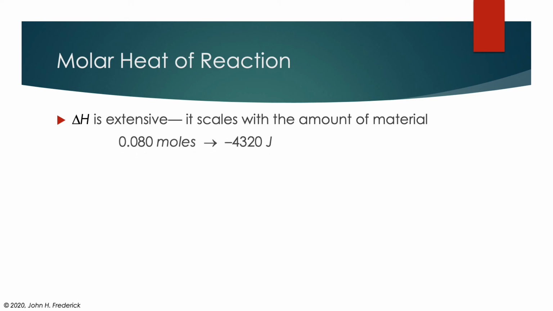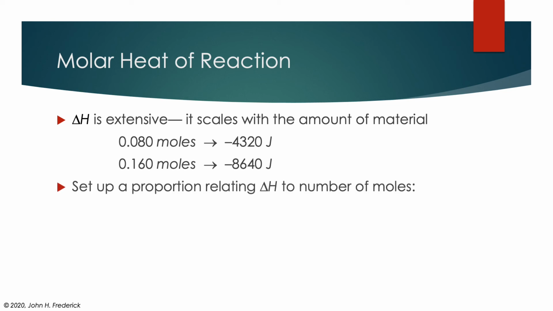We know that 0.08 moles of starting material, reactants, produces an enthalpy change of negative 4,320 joules. If I had twice as many moles, because it's an extensive property, it would create twice the heat, or negative 8,640. So what we can do is set up a proportion relating this enthalpy change to the number of moles. The enthalpy change of the reaction divided by the number of moles is going to be a constant. As the number of moles increases, the enthalpy change of the reaction would increase in a proportionate manner. So this ratio must be constant.